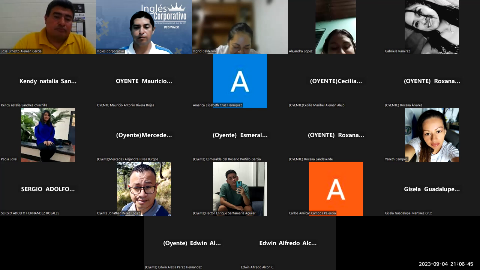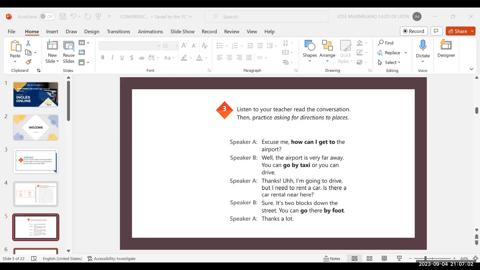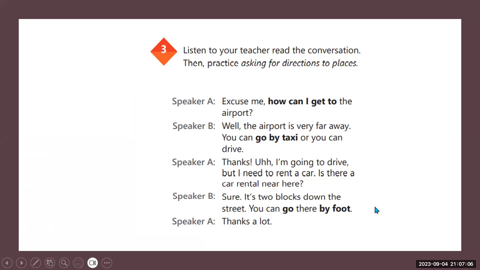Okay, let us continue then if anyone else wants to continue. Okay, remember asking for directions to places. One way that we can use in order to ask for a direction is how can I get to, and you put the name of the place right here. How can I get to the movie theater? How can I get to the pharmacy? How can I get to the bank, and so on? And also we can use go in order to explain the way that somebody can use to travel.